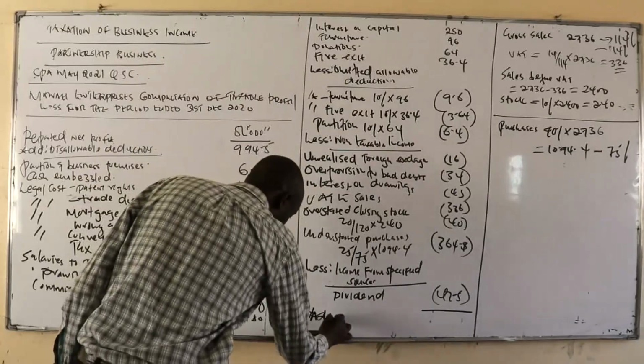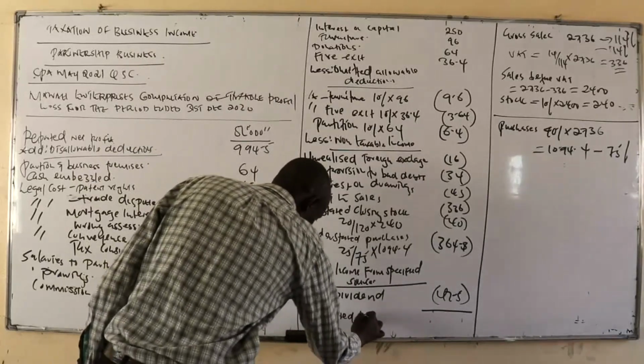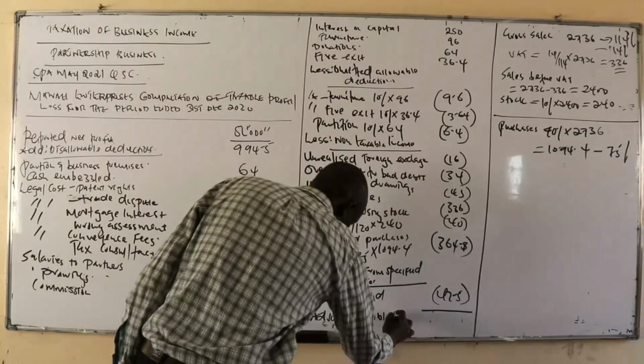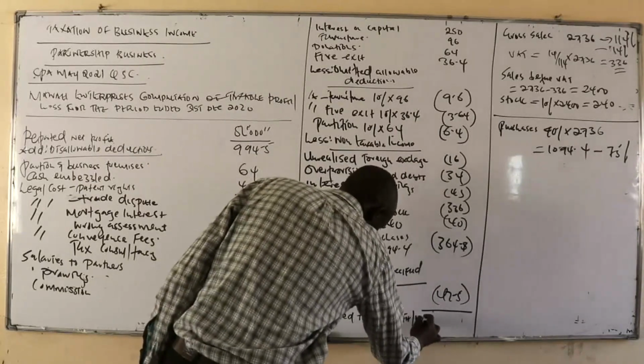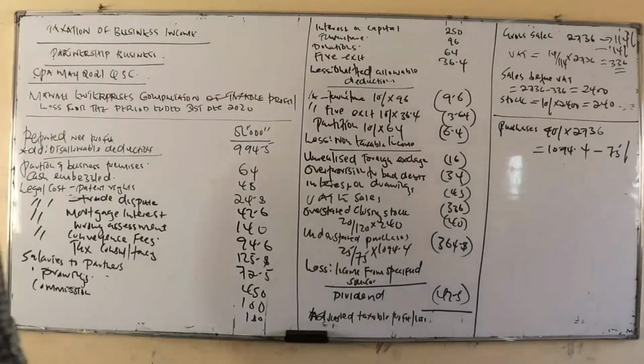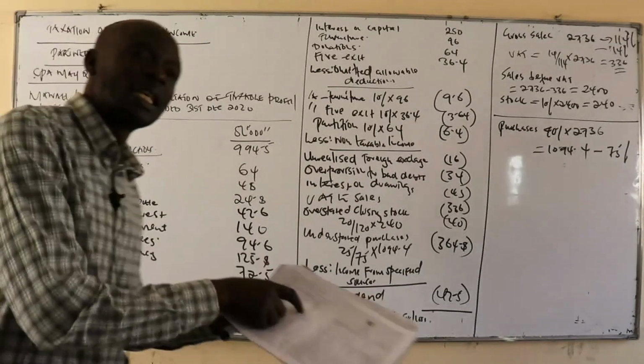Adjusted taxable profit or loss. Can we do the computation there? Yes. Last statement, income from sales. You have said it is taxable income that should not be combined. What you are computing here is business income.